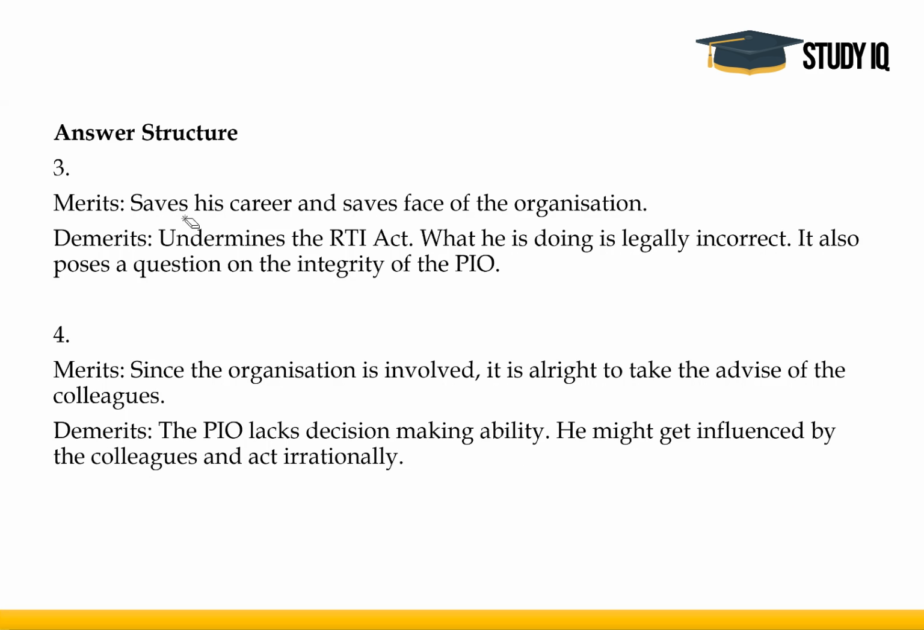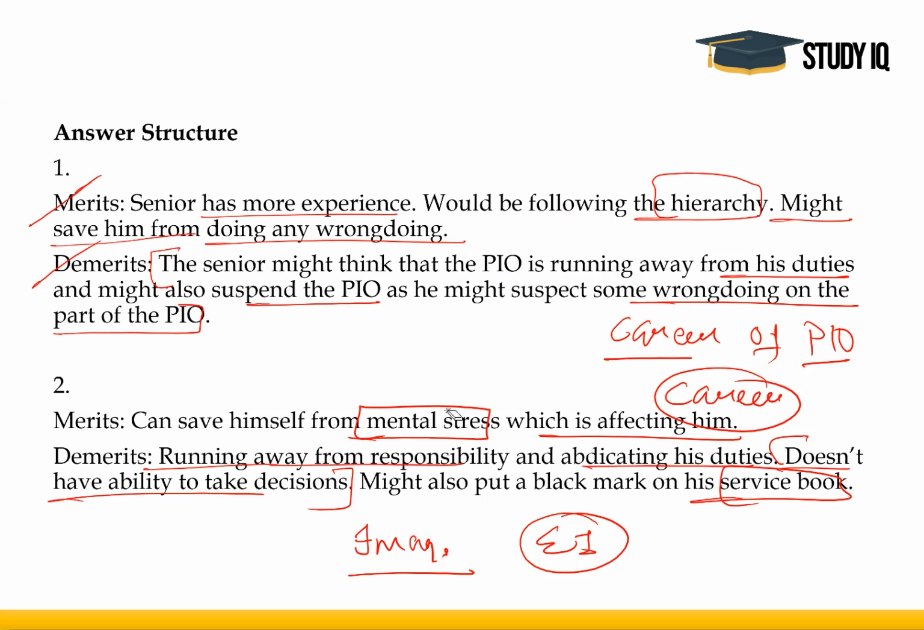So the merit is he is saving his career and he is also saving the face of the organization because he will not be giving out the information. But the demerit is he will undermine the RTI Act. What he is doing is legally incorrect. It also poses a question on the integrity of the PIO. So this is even ethically incorrect if you look at the option. All right. So we have seen that this option is both ethically and legally incorrect.